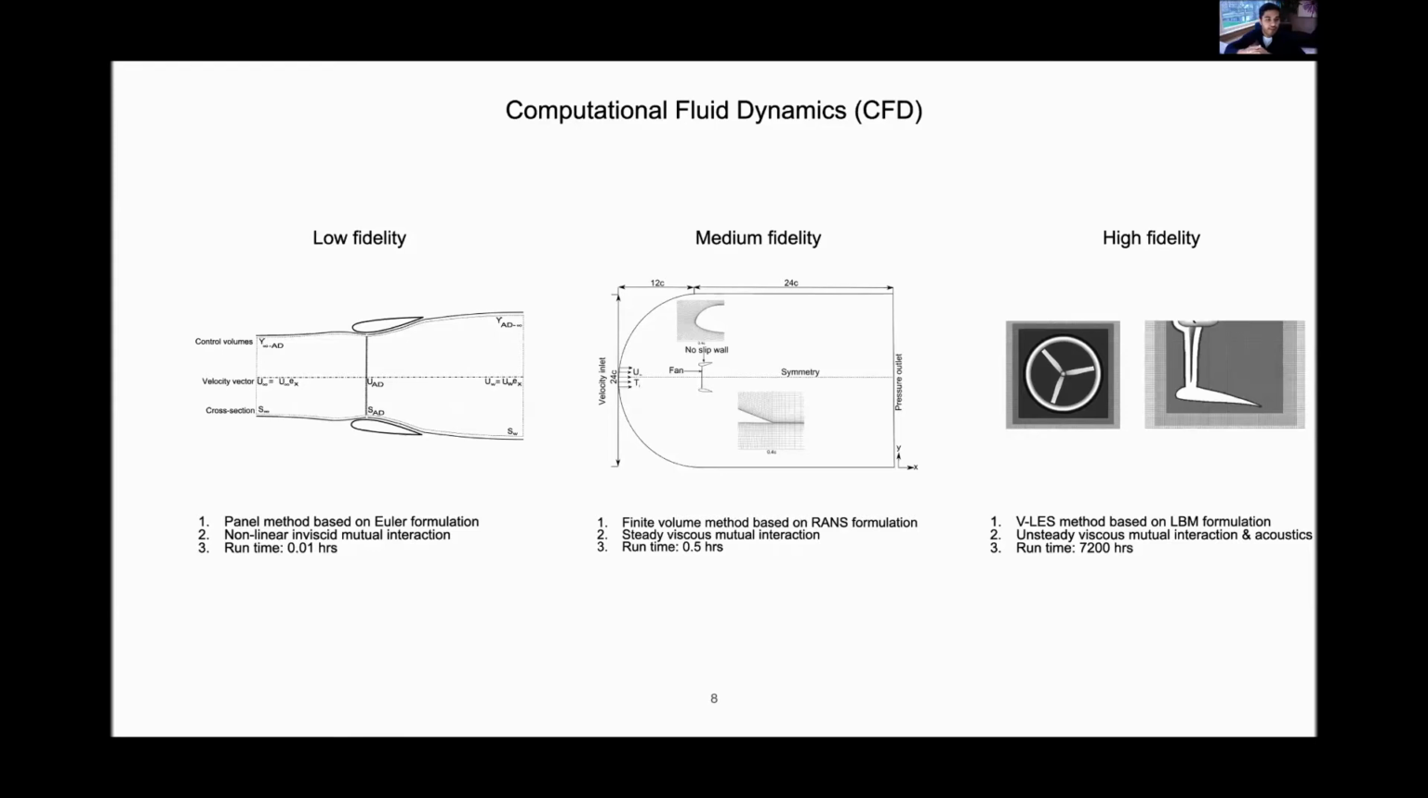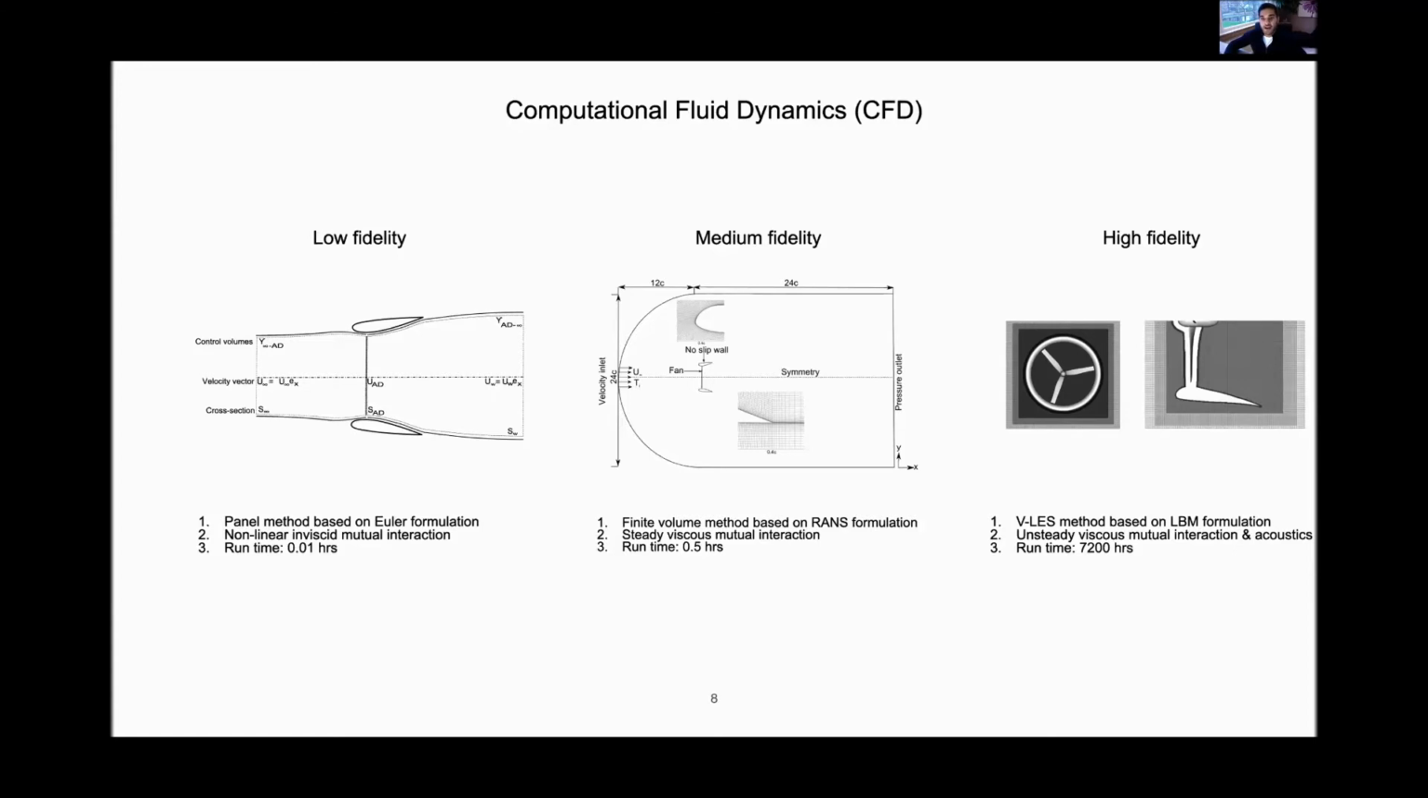So this is a very simple method which takes roughly a minute or so to finish the calculations. Following that, we can push the results of these to a medium fidelity simulation, for which we use a finite volume method based on RANS formulation. We use steady viscous calculations for the same, and because of that, we can capture the mutual interaction between the duct and the actuator disc in this case. Having said that, it is computationally a bit expensive, so the runtime would be around 30 minutes in this case.